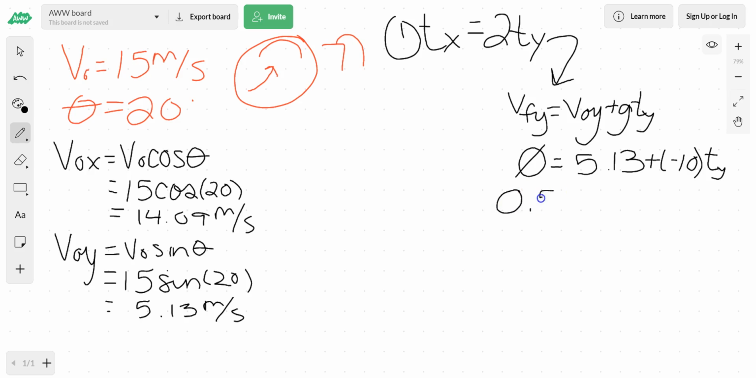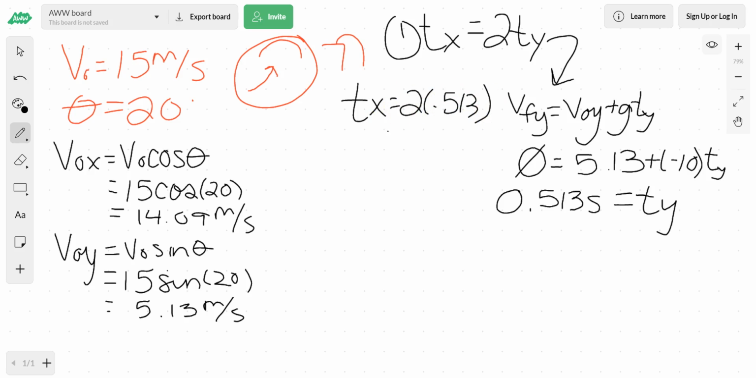So 0.513 seconds is time y. Okay, which means that time x is double that. So it is 1.026 seconds. Okay, so it is moving in the x direction for 1.026 seconds.